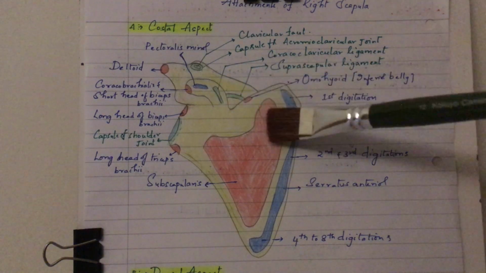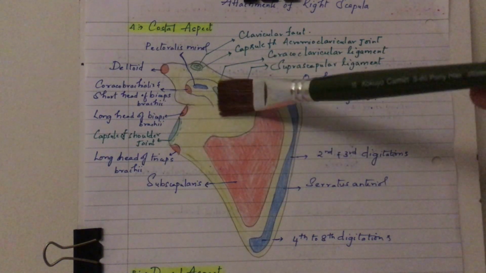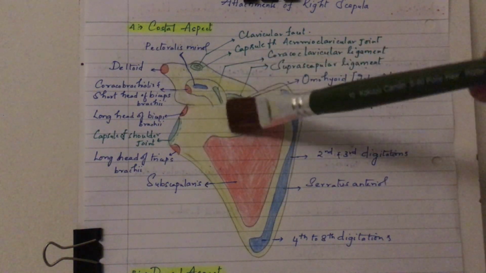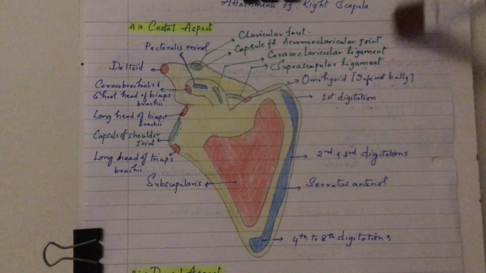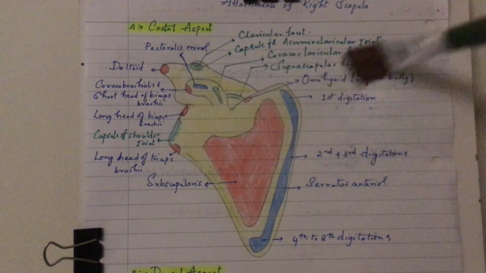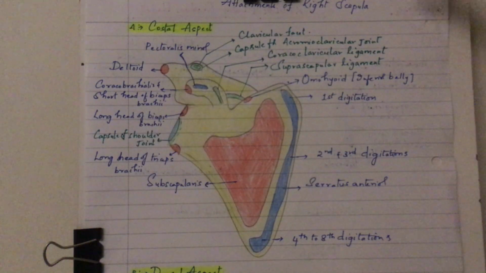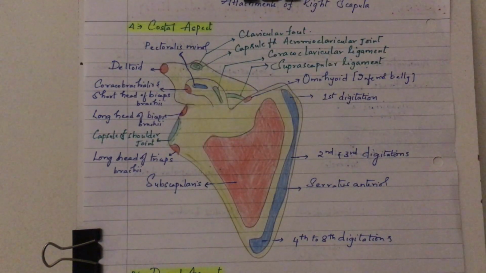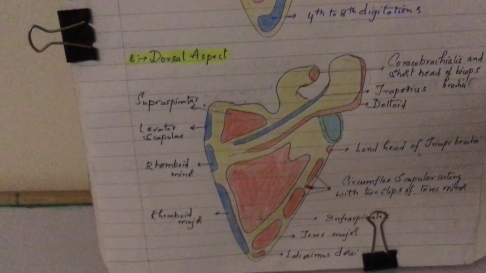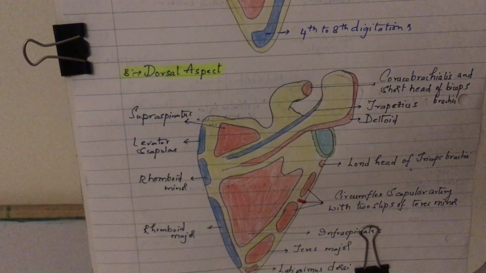The coracoclavicular ligament is attached to the coracoid process. This is the coracoclavicular ligament. Coming to the dorsal aspect. What are the muscles attached on the dorsal aspect?